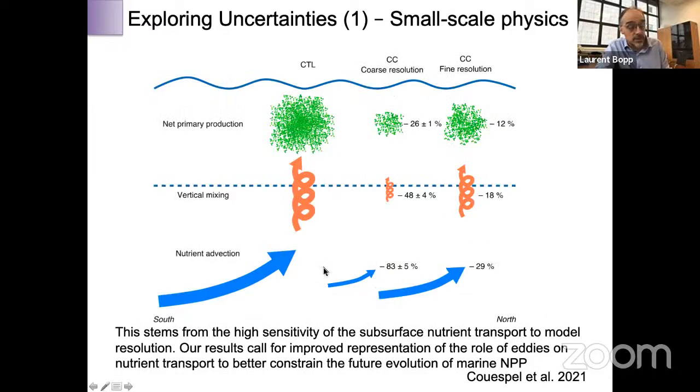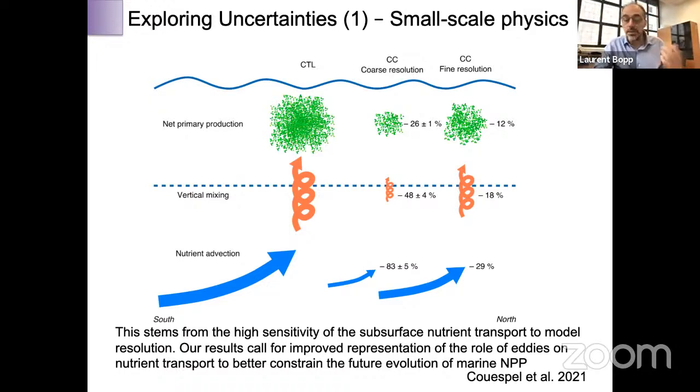And what Damien showed in that paper is that this sensitivity of the decline of NPP to the resolution basically stems from the high sensitivity of the nutrient transport to the model resolution. What are the processes that transport nutrient to the surface?